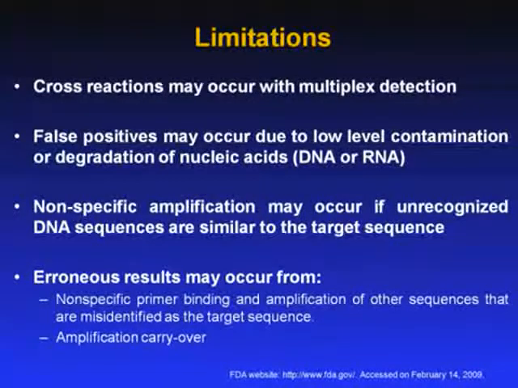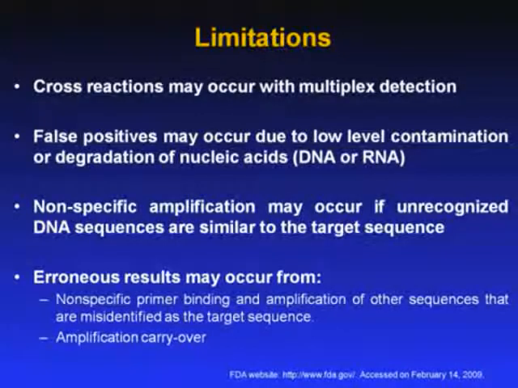False positive results may also occur if the number of target sequences in a sample is small and degradation of the DNA or RNA takes place. In samples containing large amounts of human DNA, non-specific amplification can occur when the unrecognized DNA sequences are similar to the target sequence of the organism in question.